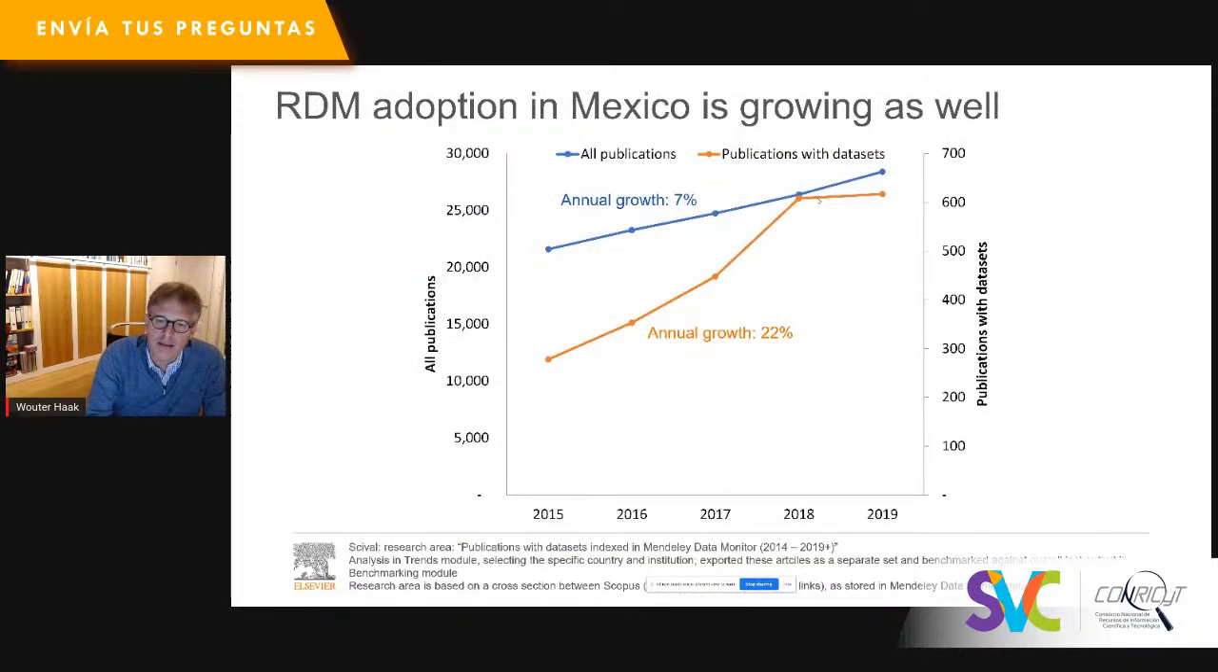You can also see that the growth in Mexico is faster than the growth of articles. If you look at the past 5 years, the blue line is again the article growth. And the journal article output in Mexico is growing by 7% every year. Data sets associated with articles are growing a lot faster. They're growing by 22% each year, but again on a smaller base.